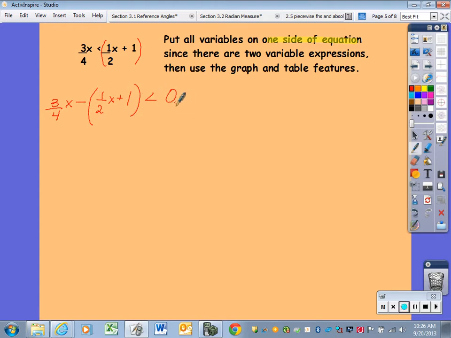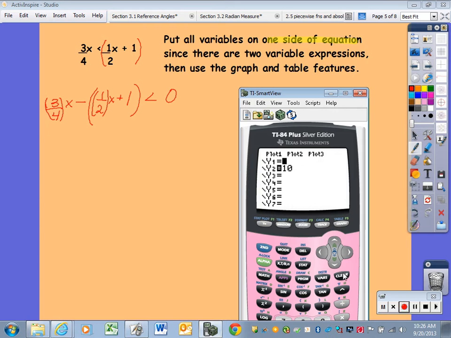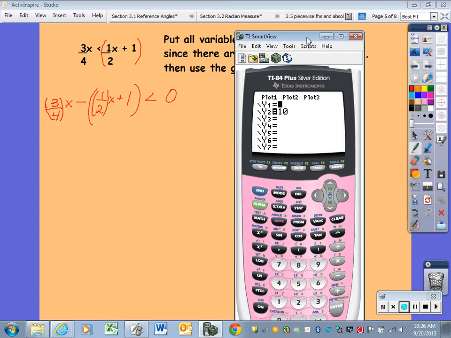And then I would have 0 left on this side. Remember, fractions have to go in parentheses. So here I'll have a double parenthesis. Now let's pull up that calculator. Y1. Parenthesis 3 divide 4 parenthesis x minus double parenthesis 1 divide 2 parenthesis x plus 1 close parenthesis, and then y2 is 0. Hit enter.